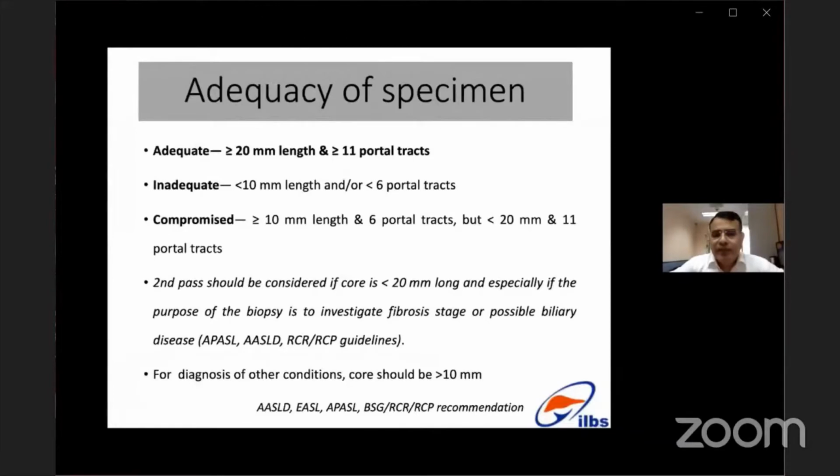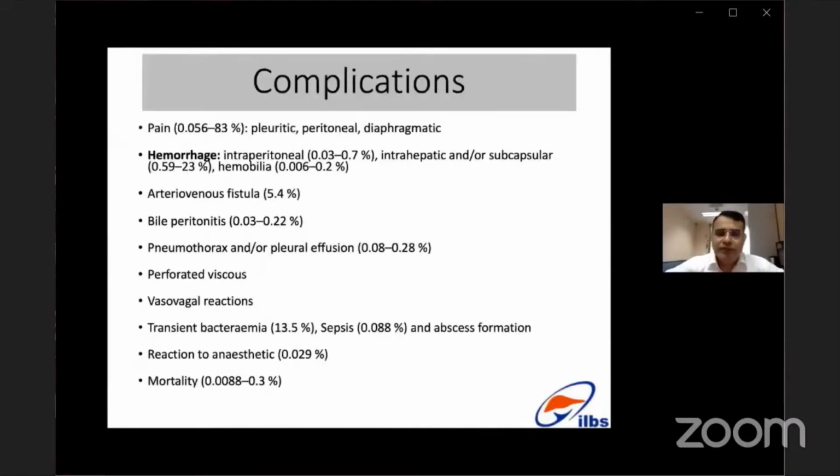A second pass should be considered if the core is less than 20 millimeter long. And for diagnosis of other conditions, the core should be 10 millimeter. So for any lesion, even a 10 millimeter sample should be sufficient.